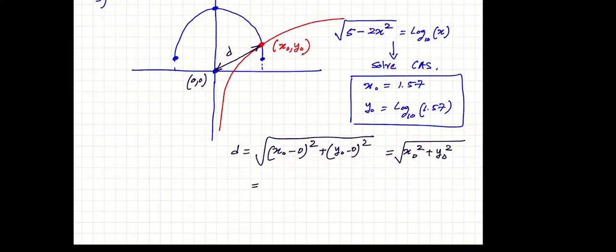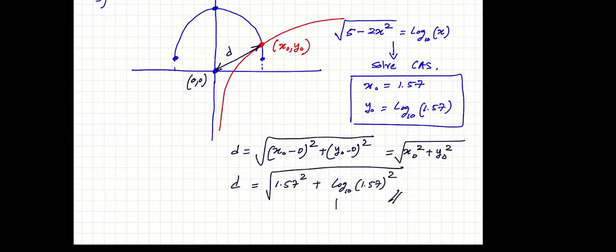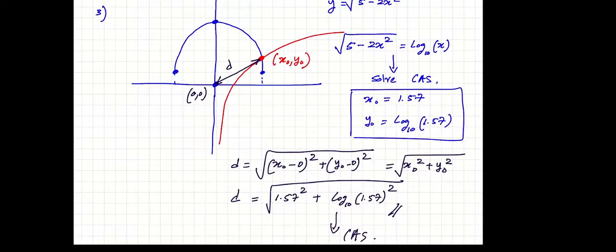So x0 squared is 1.57 squared plus log 10 of 1.57 squared, all under the square root. What's the big deal? So use the CAS to simplify the log. It's just one step. Mainly when you have a weird function, people are sort of scared, right? But at the end of the day, once you visualize it, what's wrong with that? It's like basic math is coming.